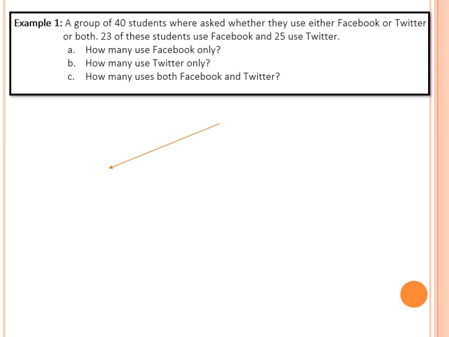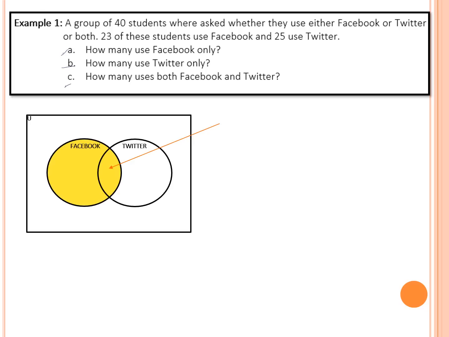For example 1. A group of 40 students were asked whether they use either Twitter or Facebook or both. 23 of the students use Facebook and 25 use Twitter. Here are the questions that we will answer. How many use Facebook only? How many use Twitter only? And how many use both Facebook and Twitter?